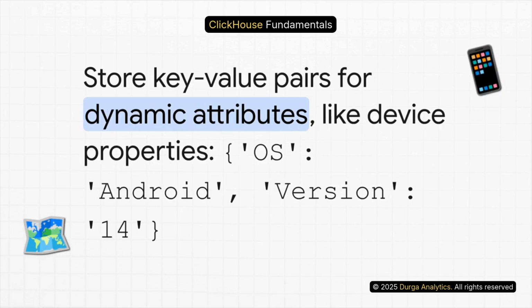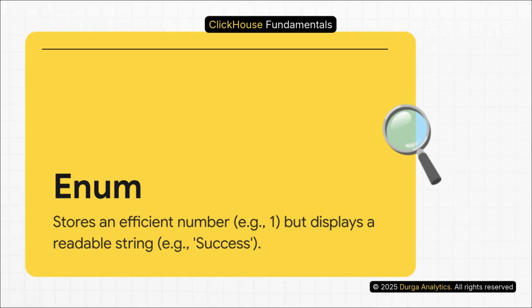And next up is the map type. You can think of this like having a tiny little key value database tucked inside a single cell. This is amazing for semi-structured data where the attributes aren't always the same. Like, imagine you're tracking events. One event might have a user ID and page, but the next one has an item ID and a price. A map lets you handle all that flexibility without having to add dozens and dozens of columns to your table. It's fantastic.